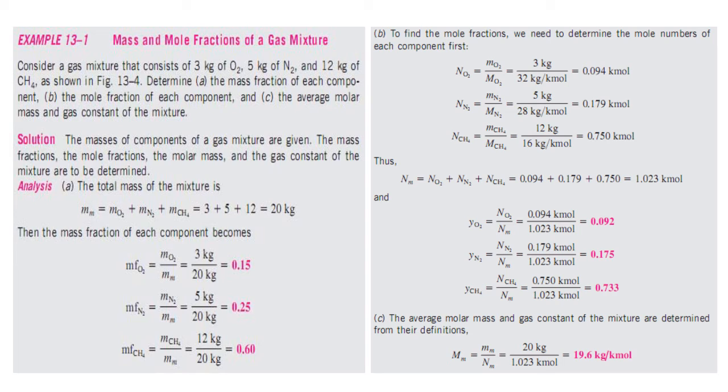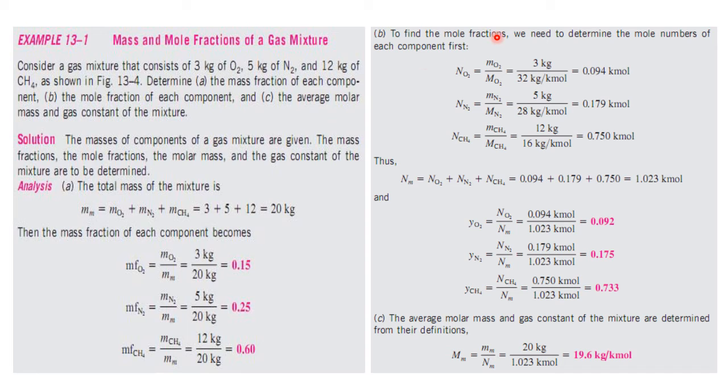For the mass fraction, you know the equation, mf is mi divided by mm. Here i is oxygen. So, mf of oxygen is mO2 by mm. Similarly for nitrogen and methane: mfN2 is mN2 by mm, and mfCH4 is mCH4 by mm.